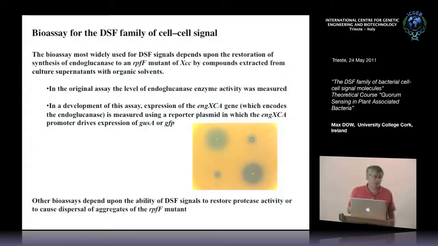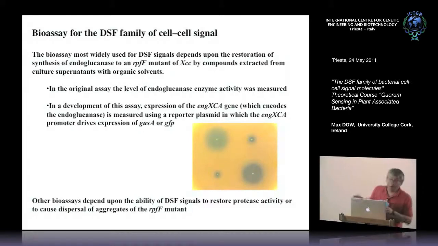Now, in order to do this, of course, the first thing we did was to try to devise a bioassay, and this is obviously important. It's a basic tenet of all this type of experiment. The bioassay that we originally devised was one where we took a mutant in the rpfF gene. So the rpfF mutant cannot make the signal molecule DSF. The phenotype of an rpfF mutant is that it has much lower levels of endoglucanase than the wild type. The idea would be that if you added DSF, either synthetic DSF or extracts in an organic solvent from a culture supernatant, to that strain, you could then restore endoglucanase activity, giving you a measure of the DSF activity. Okay, with all the caveats associated with that type of experiment. And that's how we did this originally.